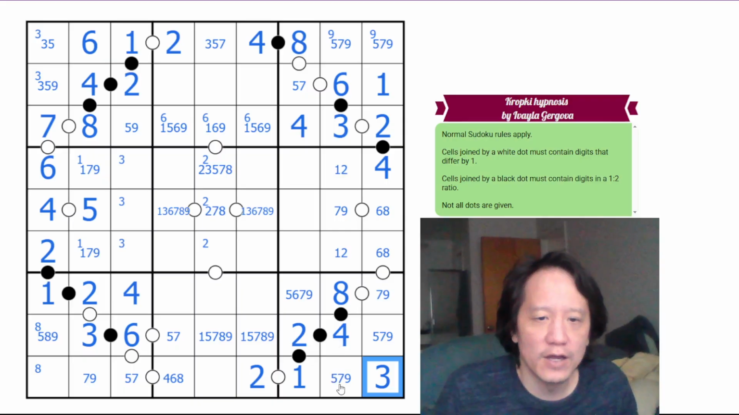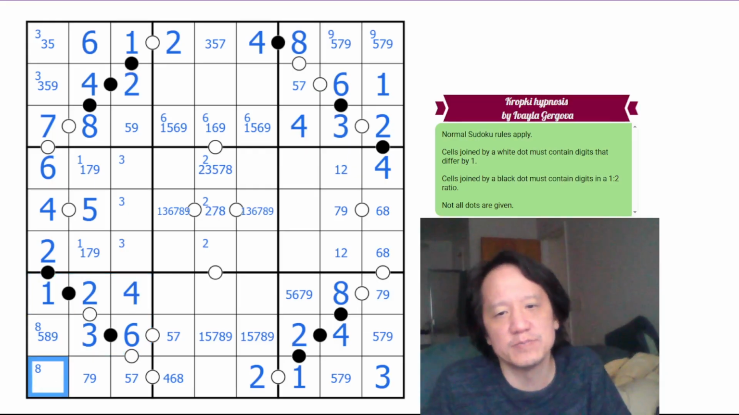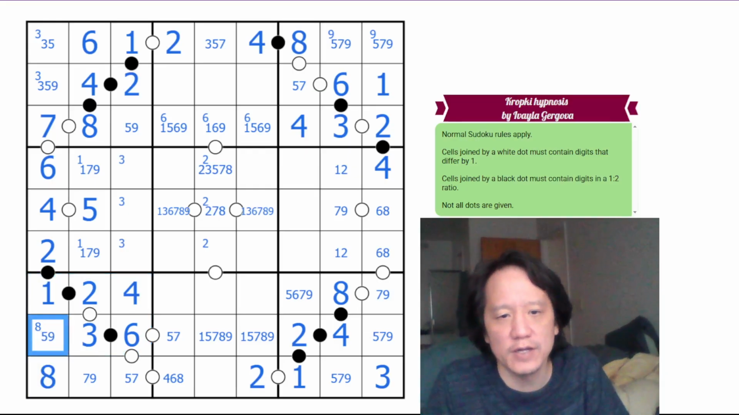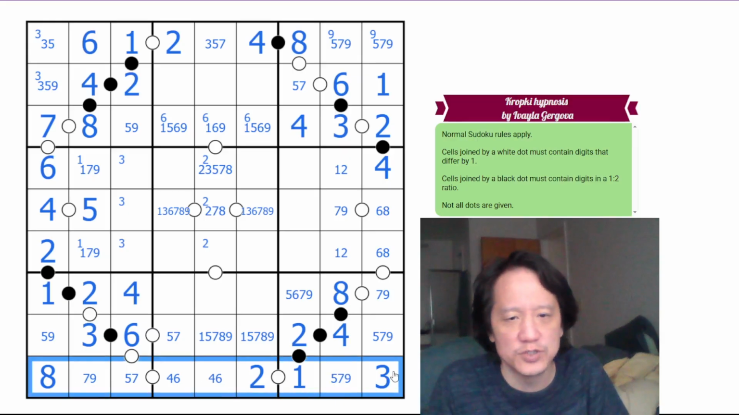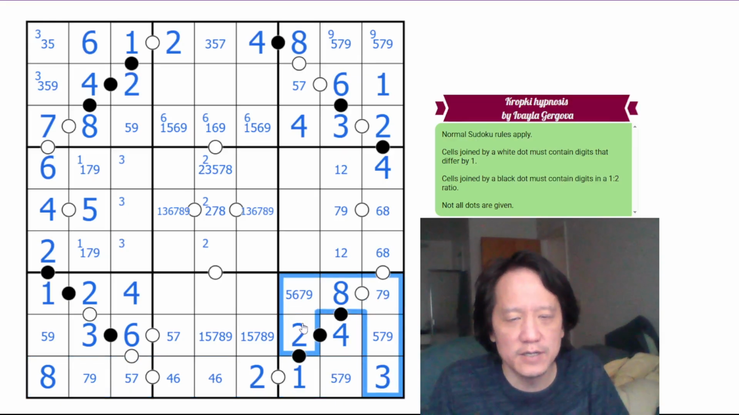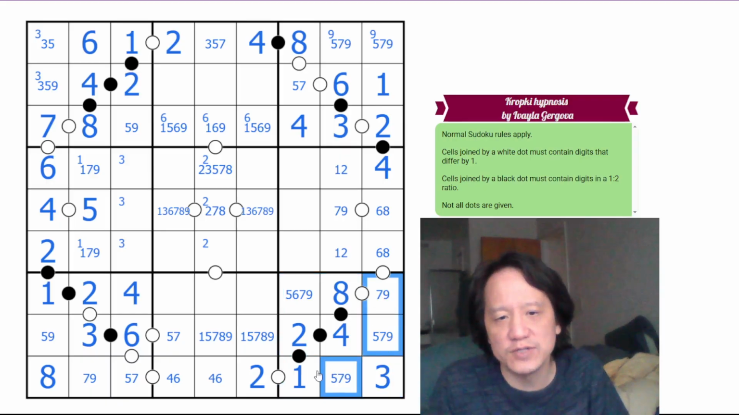Anyways, we have a 5, 7, 9 triplet in row 9, which eliminates 5, 7, and 9 in the rest of the row. So this can't be 5, 7, or 9, but it also can't be 1, 2, 3, 4, 6. So that means this must be an 8 here, which means this can't be 8 here. That eliminates 8 here. This has to be a 4, 6 pair because that's the only digits remaining. In this lower right-hand box, we have a 5, 7, 9 triplet, which eliminates 5, 7, 9 in the rest of the box. So this must be 6.